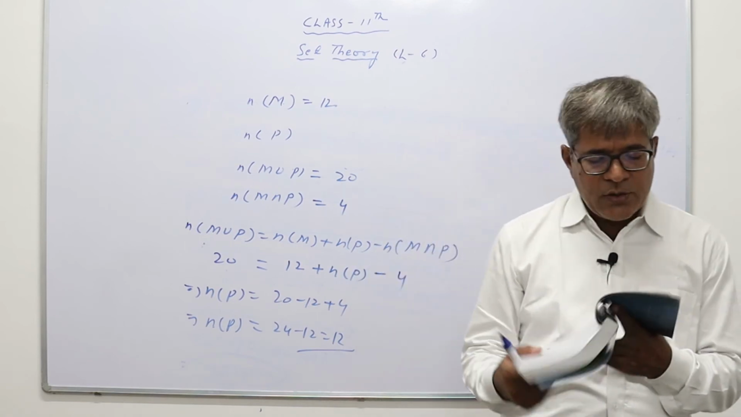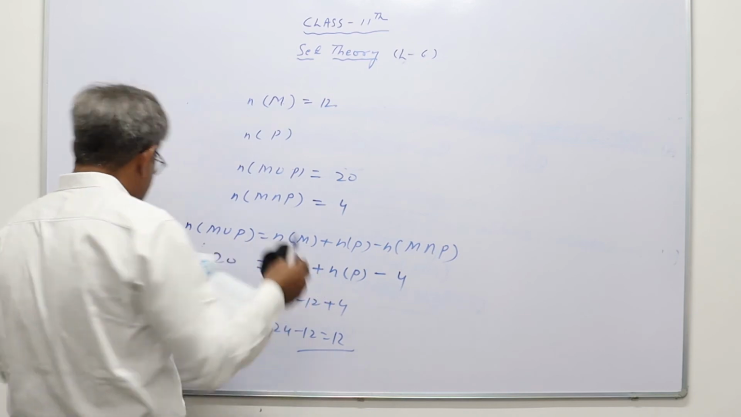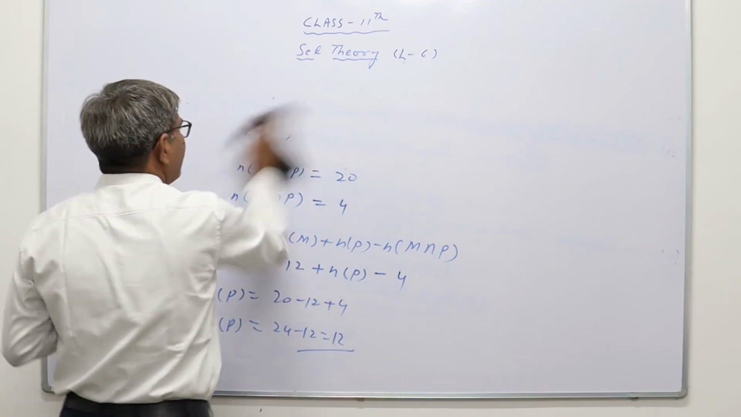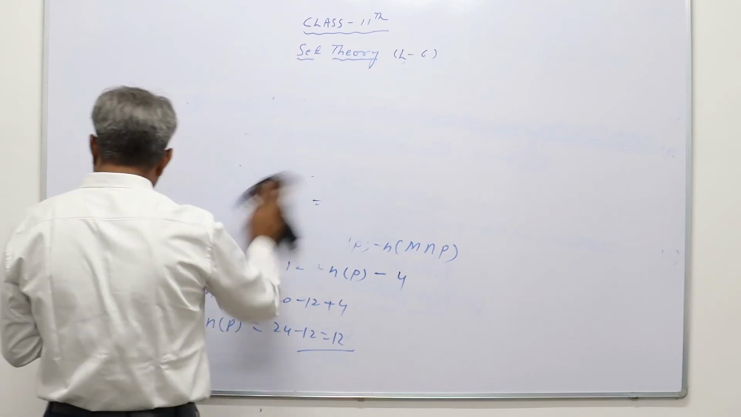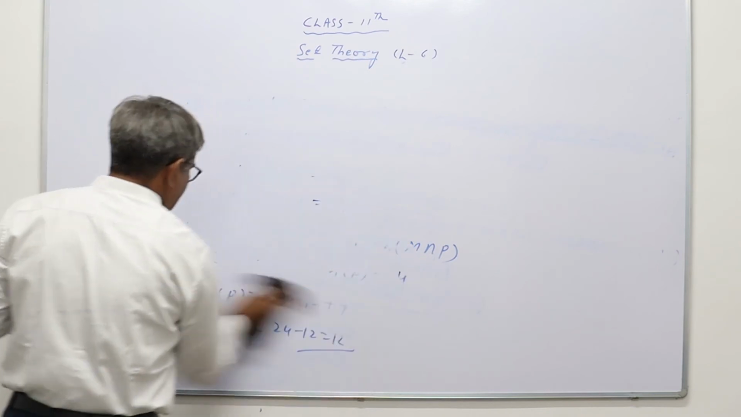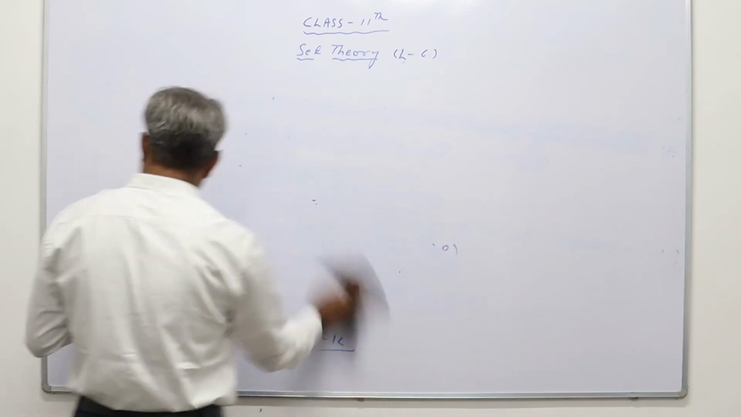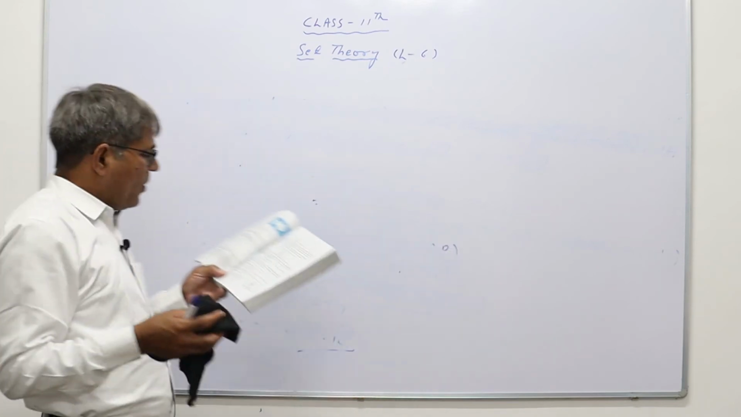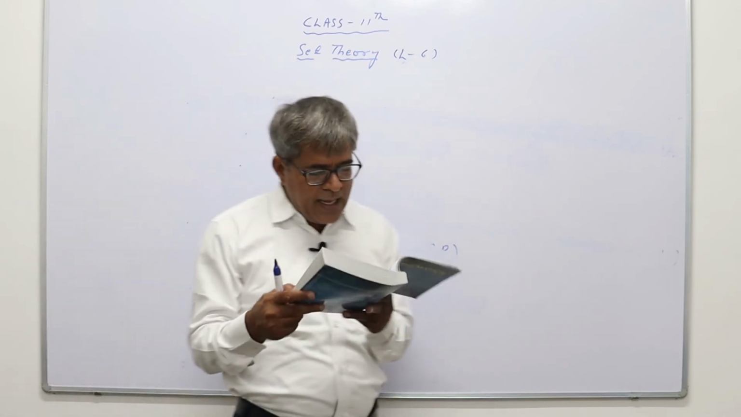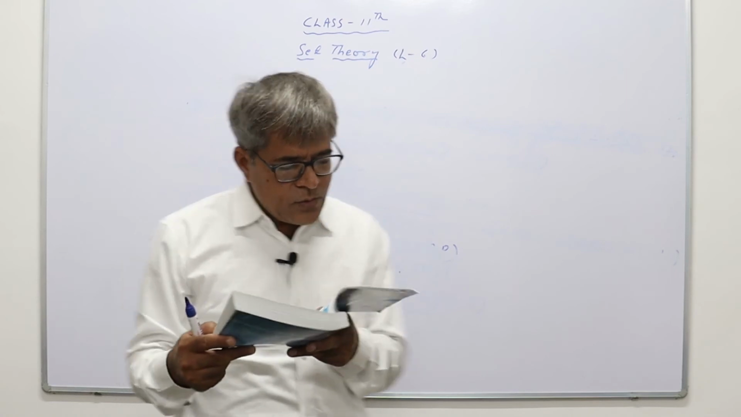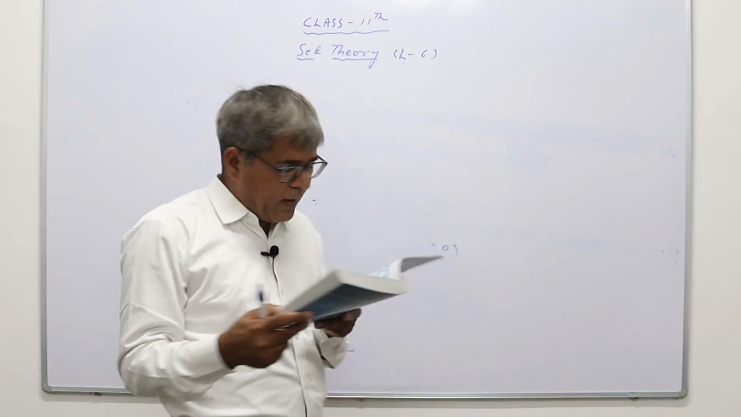Again, the next question. In a class of 35 students, 24 like to play cricket, 16 like to play football. Also, each student likes to play at least one of the two games. How many students like to play both cricket and football?